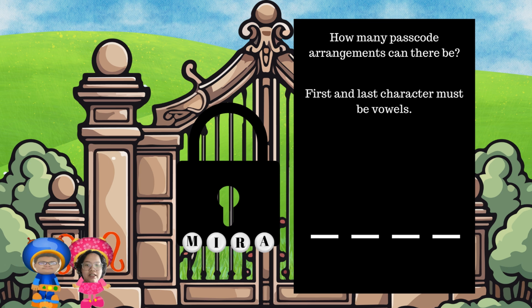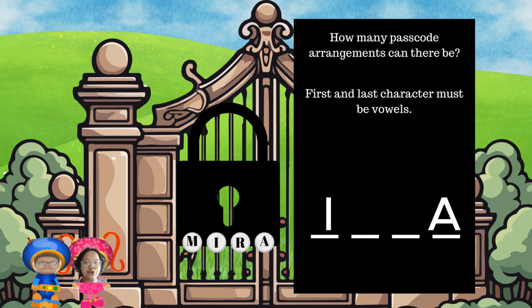Gio, what are the vowels? That's easy. The vowels here are I and A, so the first and last positions must be I or A. Right! So how many choices do we have for the first character? Two choices, either I or A. And what about the last character? Also two choices, I or A.